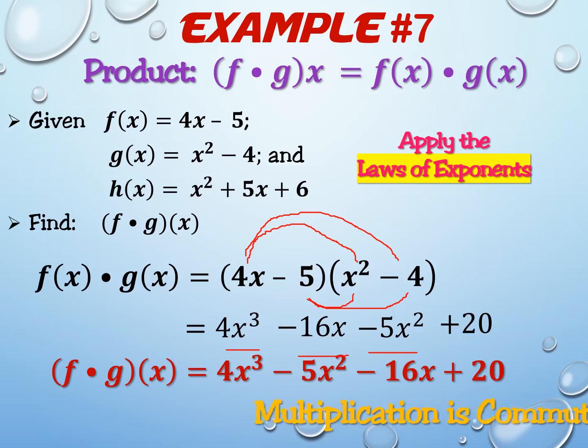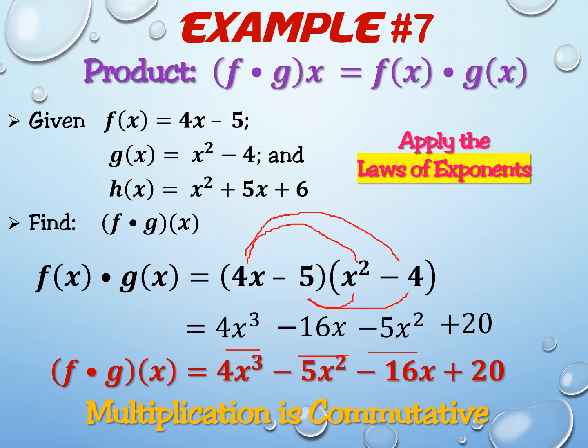Okay, remember that just like addition, multiplication is also commutative. So the order of the factors will not affect your product. Same goes with addition. You call these the factors: the two terms or the two polynomials that are being multiplied. So whatever is written first will not affect your answer. So addition and multiplication are commutative. I hope that is clear.